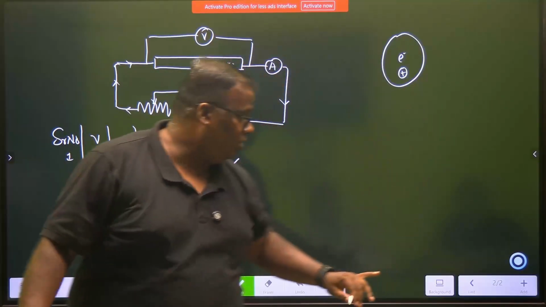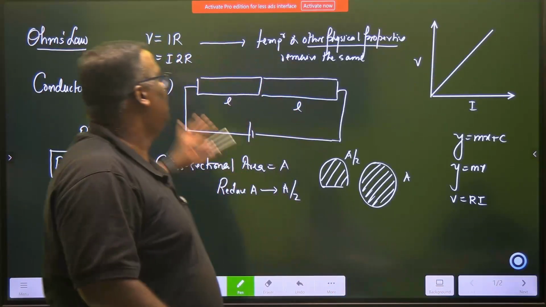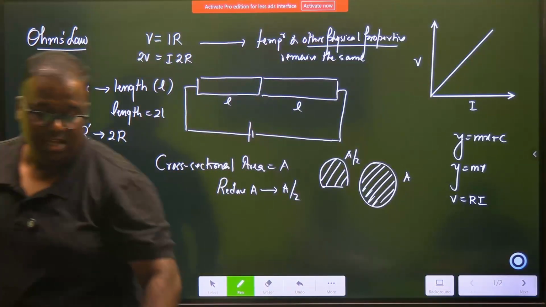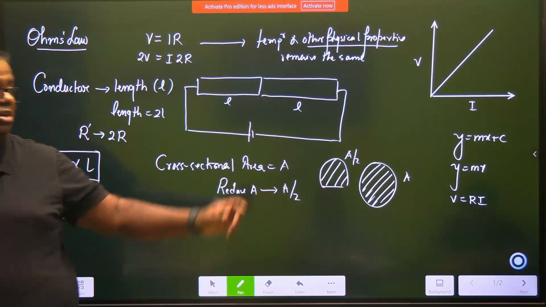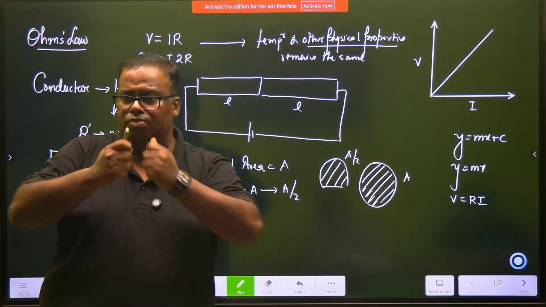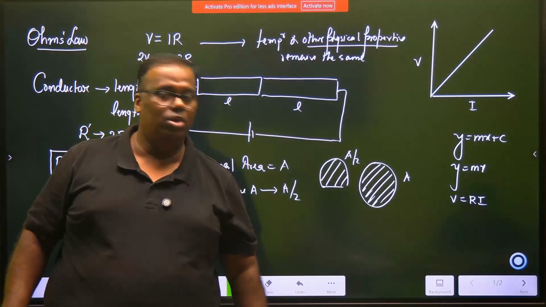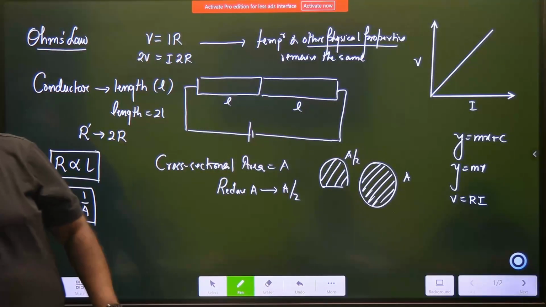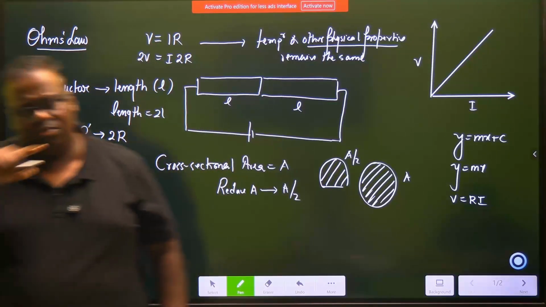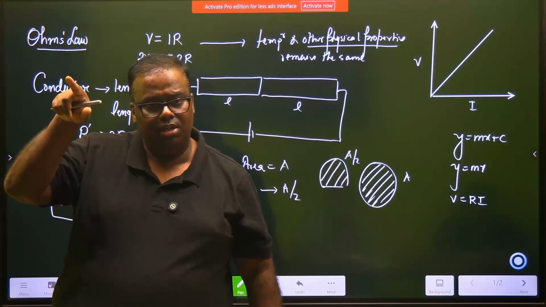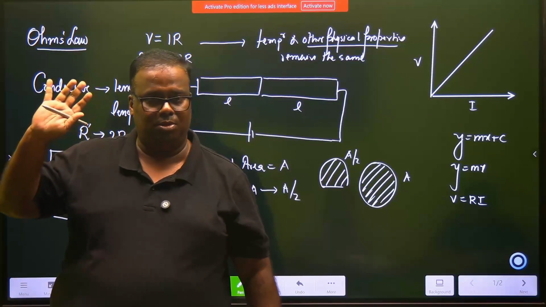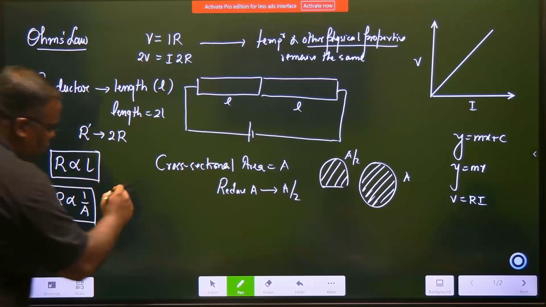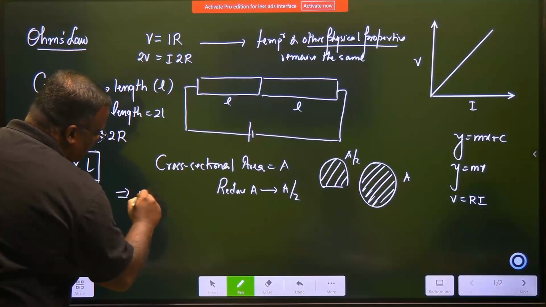That's why when we define resistance, or Ohm's law, we say temperature you can't touch, and other physical properties. You cannot make this pen half. Sir, I have not broken the wire. No, you can't change its dimensions. You need to do the experiment in the way you got the conductor. If the conductor was a little bit curved, keep it that way only and do all the experiments. Is this understood?